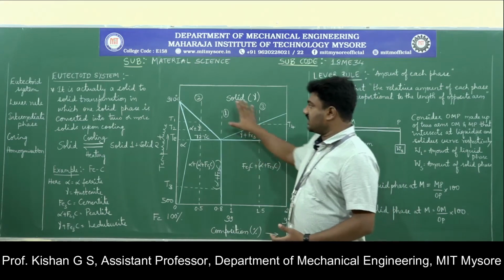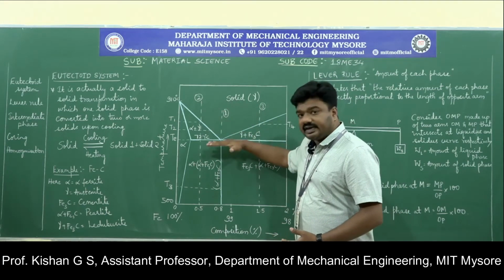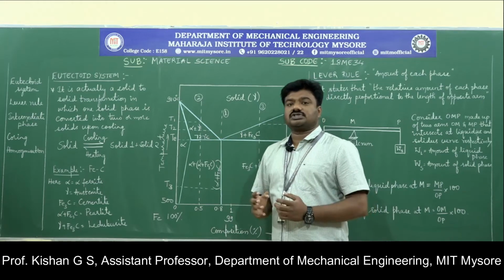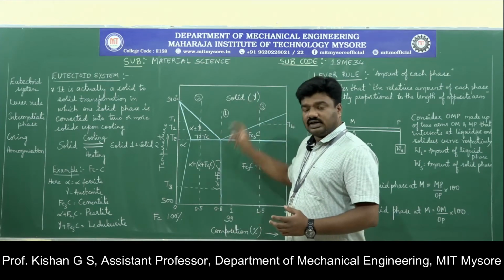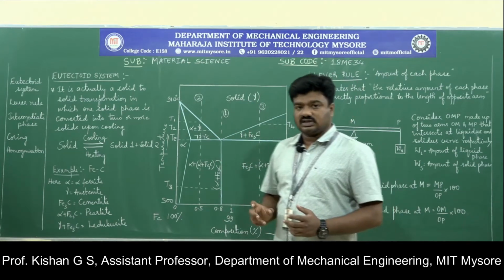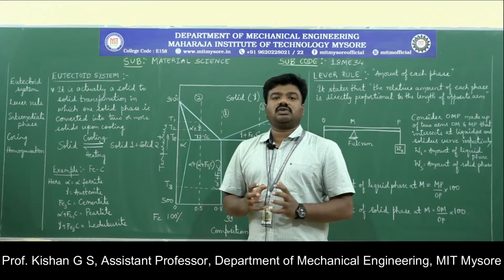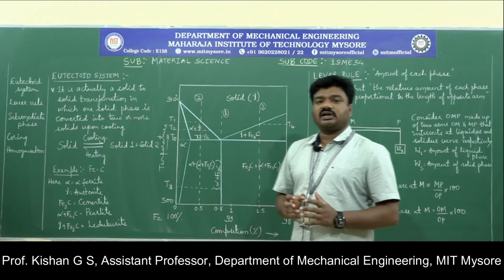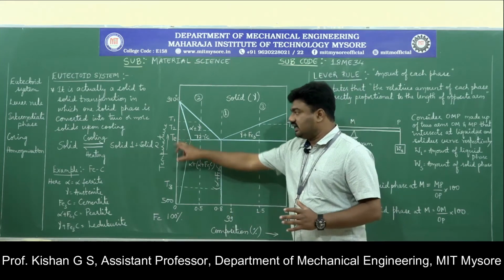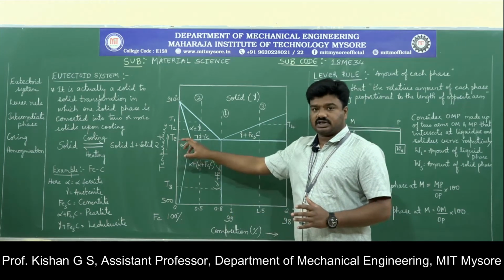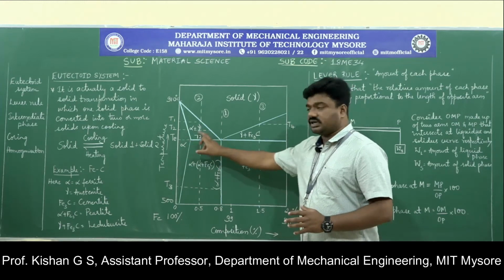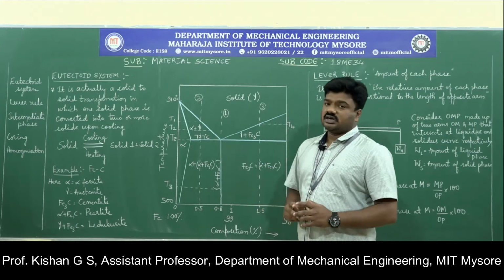Similarly, the temperature that leads to the conversion of the gamma solid into alpha plus Fe3C, that is alpha ferrite and cementite together, cumulatively called pearlite, is called TE, the eutectoid temperature, and the temperature is 727 degrees Celsius.